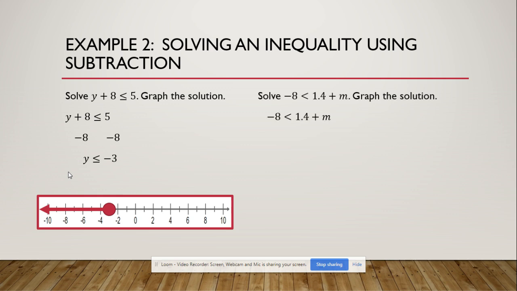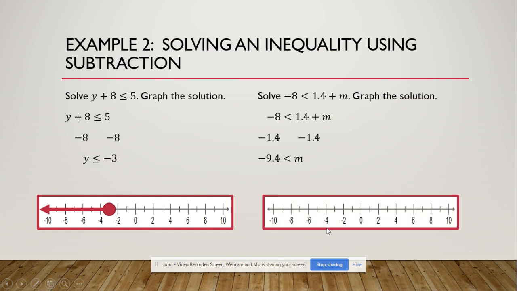All right, now this time we've got a positive 1.4, so we are going to subtract 1.4 from each side. This gives us the equivalent inequality: negative 9.4 is less than m. And so now, in order to show what all the solutions are, we put it on the number line.